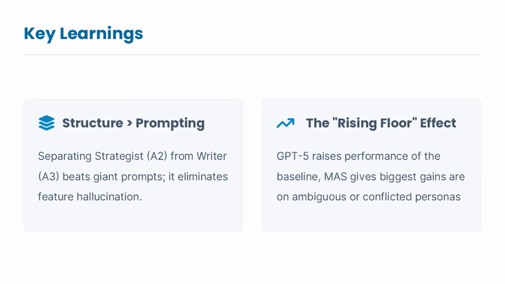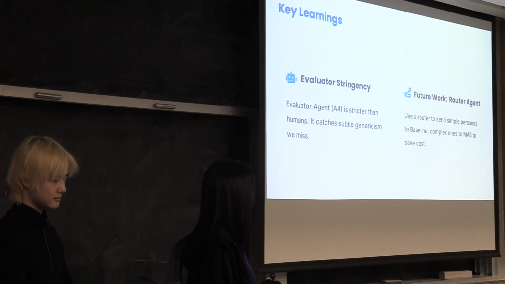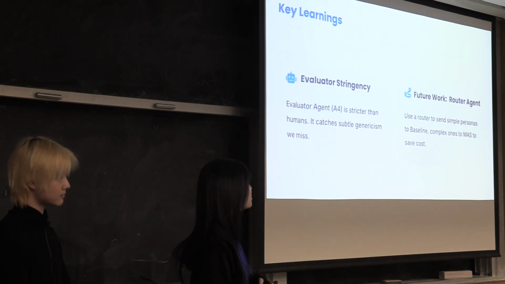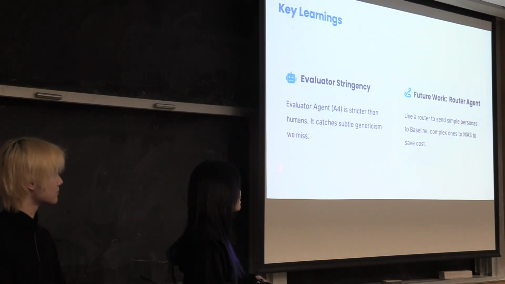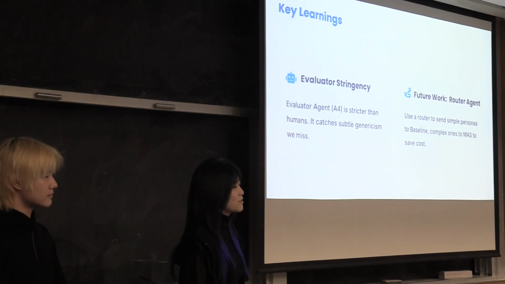Our first key learning is that structure beats prompting. Separating strategist from writer beats giant prompts. We also found that GPT-5 raises the performance of the baseline, which gives a narrow gap for simple cases. Our evaluator agent is actually much stricter than humans, and in the future, we propose to use a router to send simple cases to the single prompt baseline and complex ones to our system.